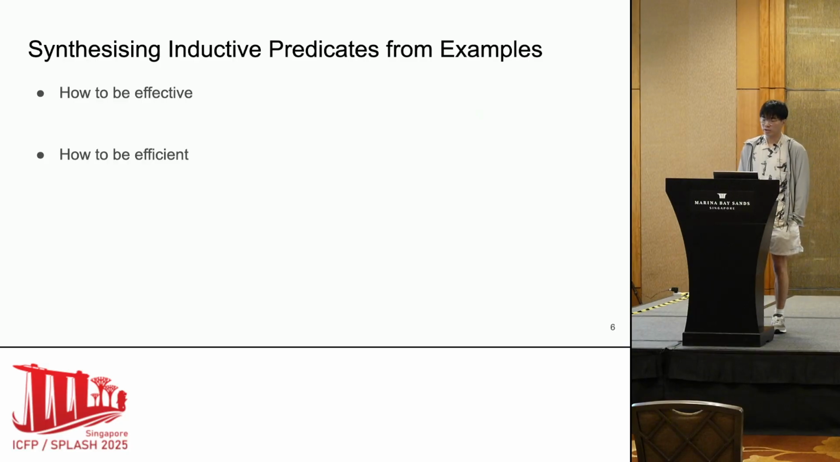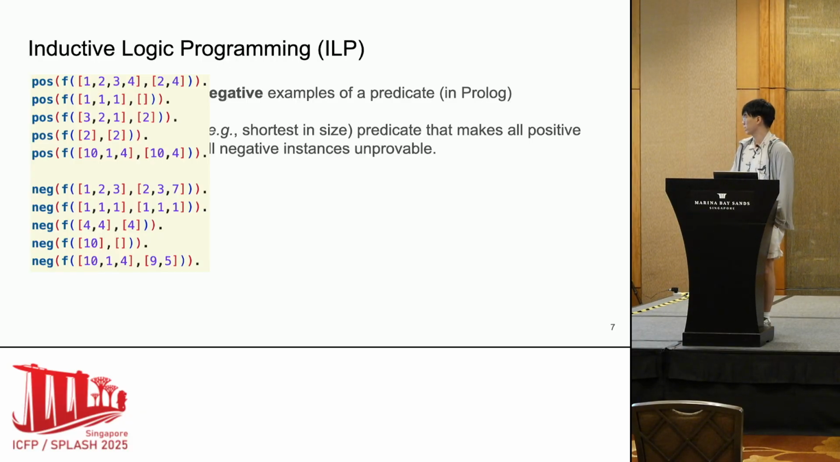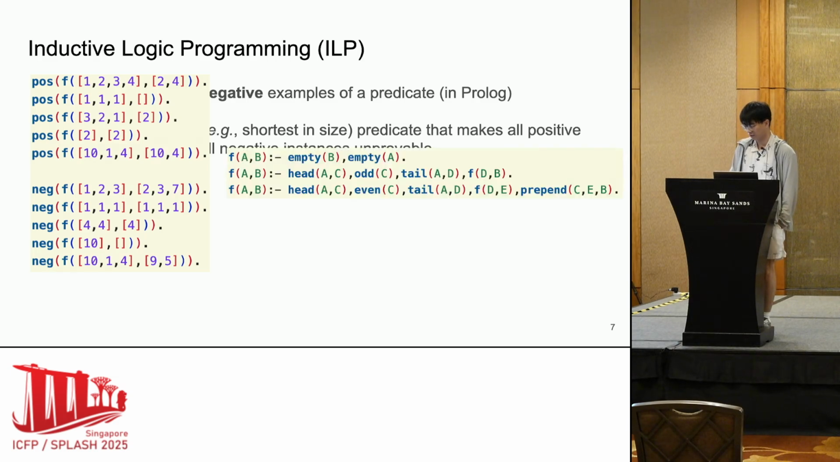So our task in general is to synthesize the predicate, and we want first an effective method, and then to make it efficient. If you have heard of inductive logic programming, you might think it's quite relevant. The problem setting here is: given positive and negative examples of the predicate, learn an optimal predicate that makes all of the positive instances provable and all of the negative ones unprovable. For example, we have 5 positive and 5 negative examples here, and the predicate learned by a state-of-the-art ILP system is filtering out all of the odd numbers in the list.